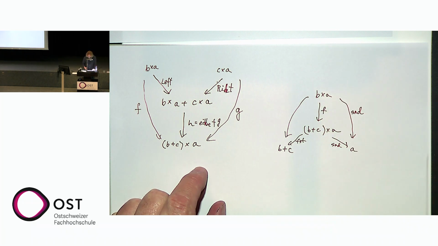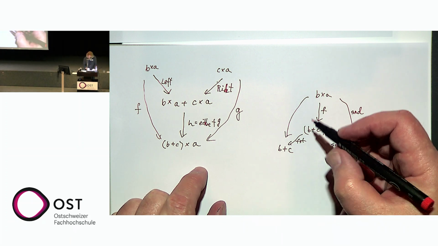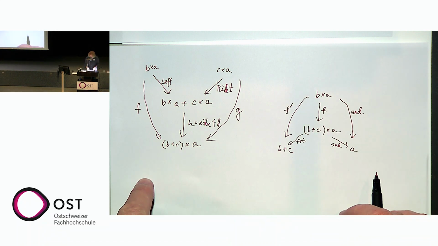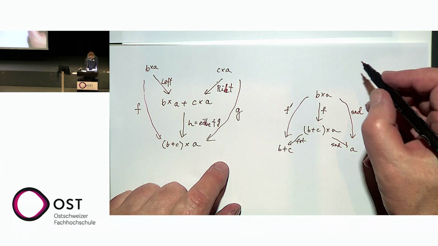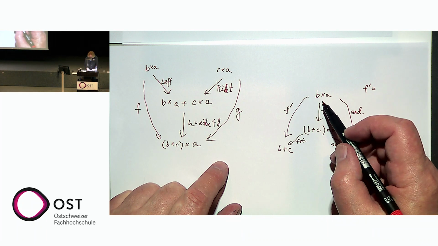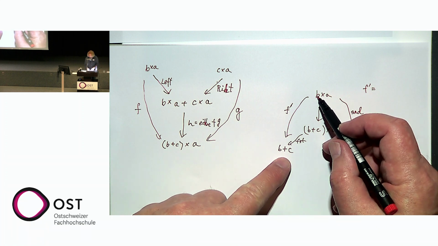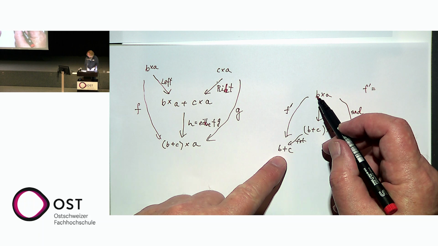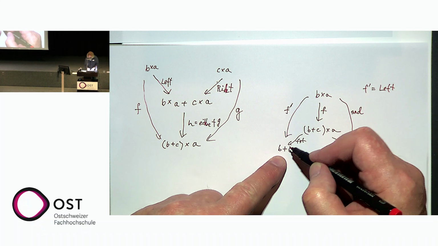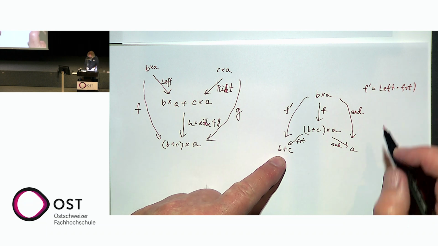Now from B cross A to B plus C, let's call this F prime. Okay? And F prime, I can already write it down. F prime is just, what do? From this you can extract B, right? And do left, right? So this F prime is left after first. Yeah?